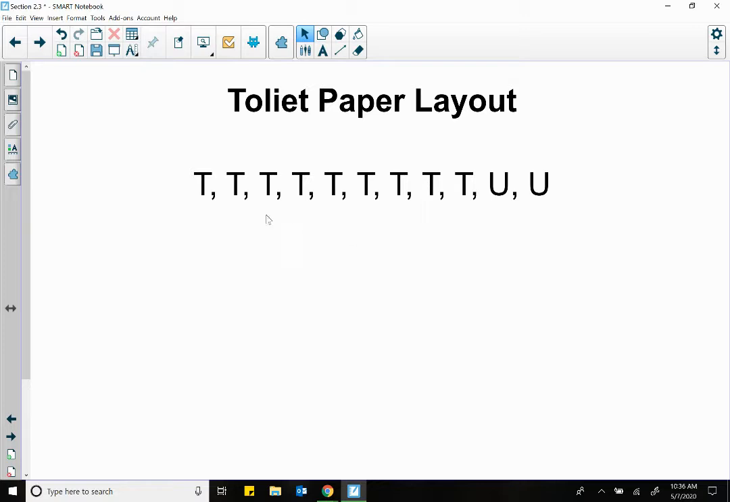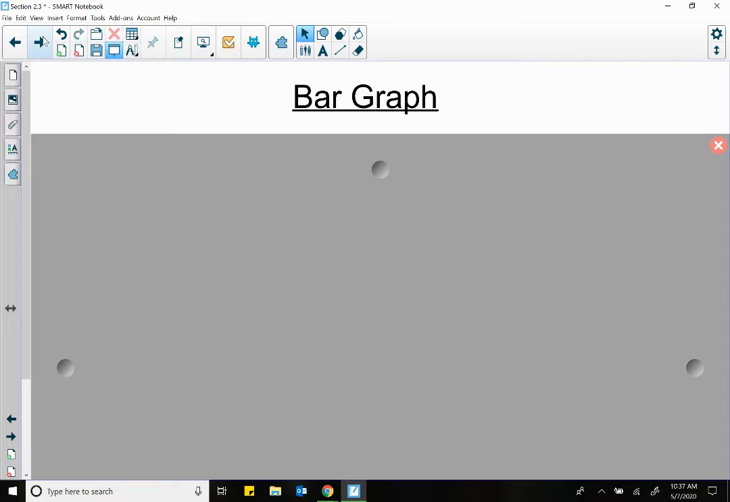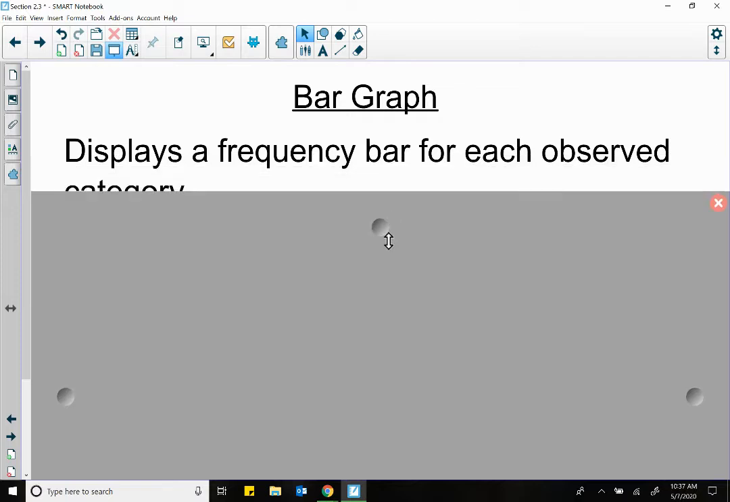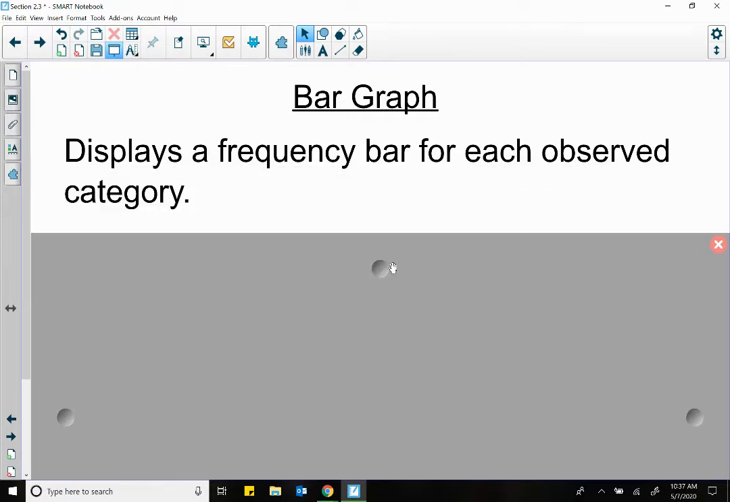Okay. So we're going to use this as we kind of go through and talk about some things. All right. But before we take this data that's categorical and display it, let's talk about those different types of displays that we're going to work with. And again, like I said, there are 2. So the first one is a bar graph. Okay. Bar graph is different from a histogram graph. Okay. But we generally use bar graphs when it comes to categorical data. And basically, a bar graph displays a frequency bar for each observed category.